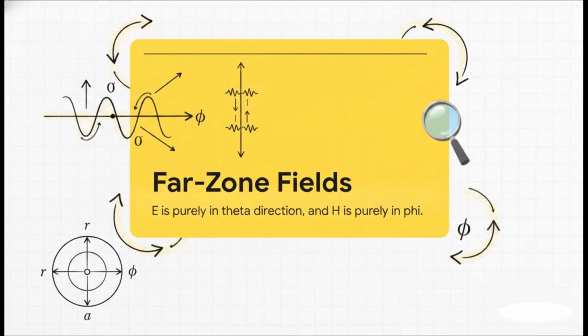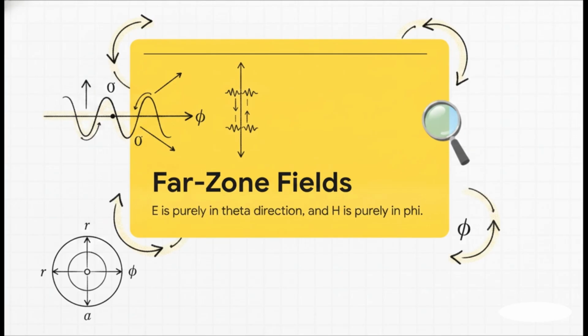Applying this far zone limit yields these incredibly elegant expressions for the electric and magnetic fields, equations 2.29a and b. The electric field is E equals j times Z naught times I times dl times k naught sine theta all over 4 pi r multiplied by e to the negative j k naught r in the a theta direction. And H is very similar but lacks the Z naught and is in the a phi direction.